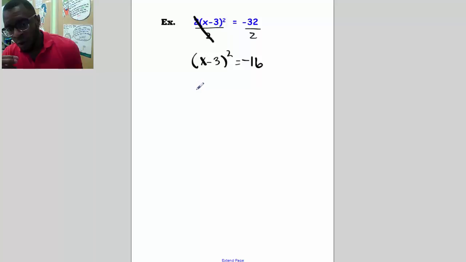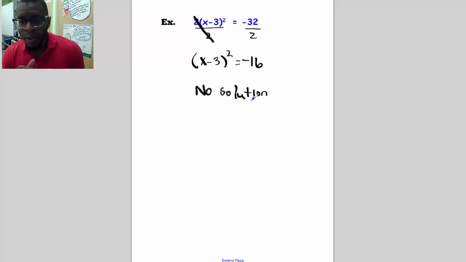And so we know that in this case, we have no solution, because we can never find a number that when you square it, gives us negative 16. Okay? And so today we've looked at how to solve quadratic equations that involve square roots. And that is the end of today's lesson.